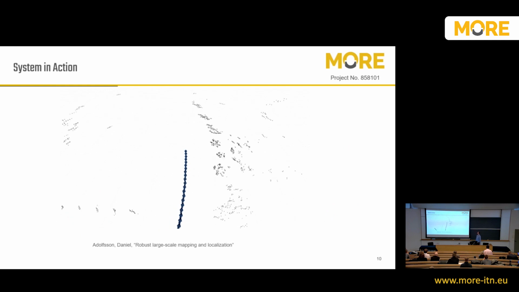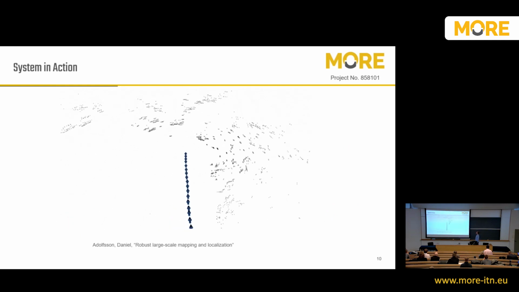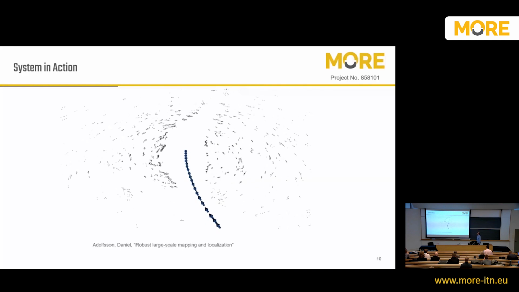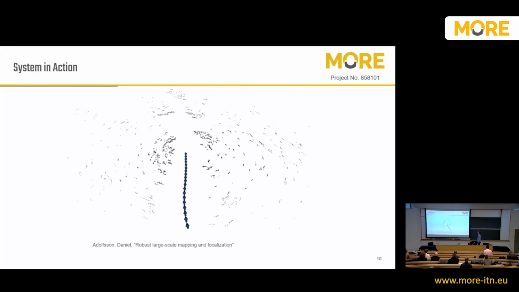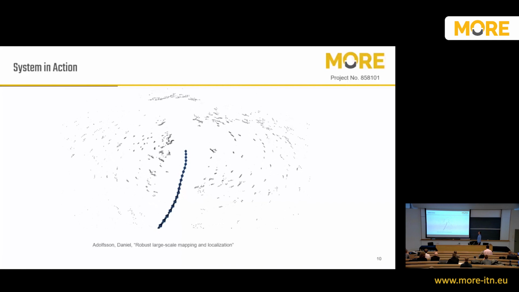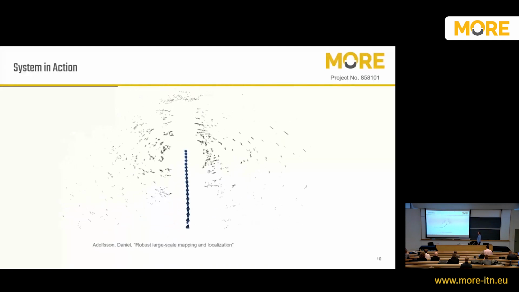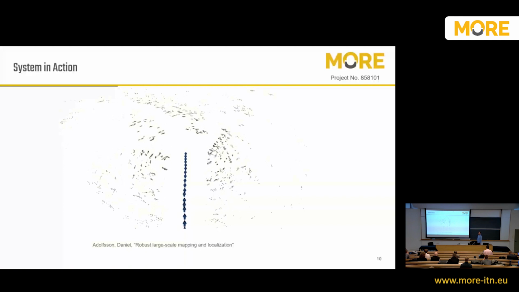I also want to show a video. This was also recorded at this Volvo test site. And here we can see the odometry in action. Now the robot is traversing through its environment and it's recording data. And in a few moments, we will see that the robot revisits a location that it has visited before.